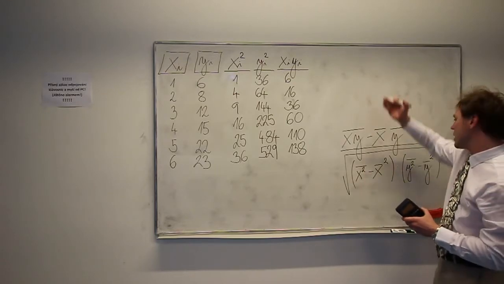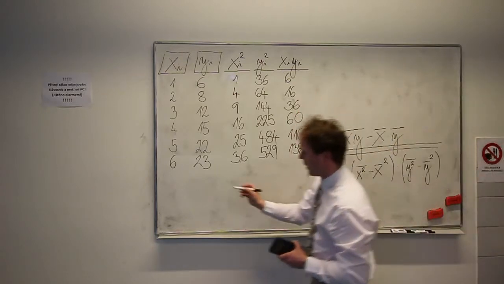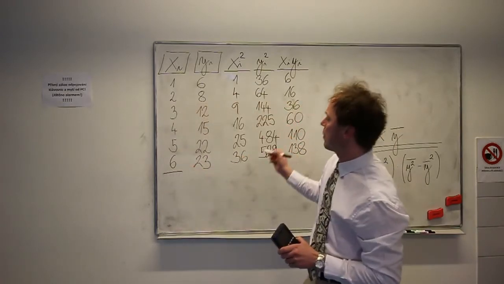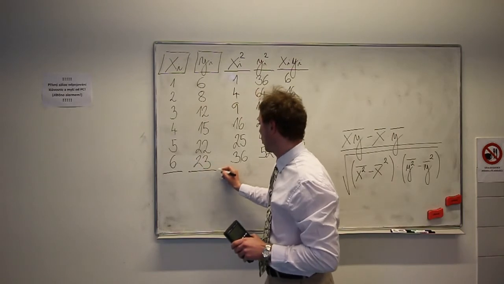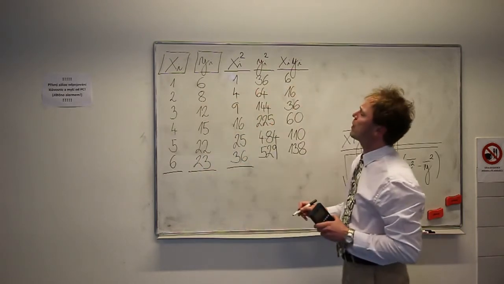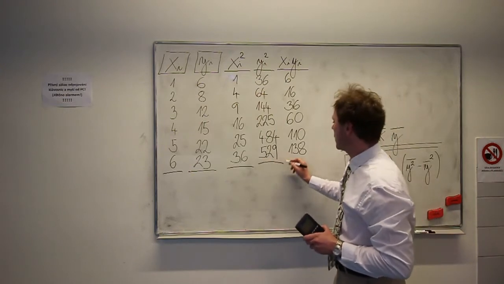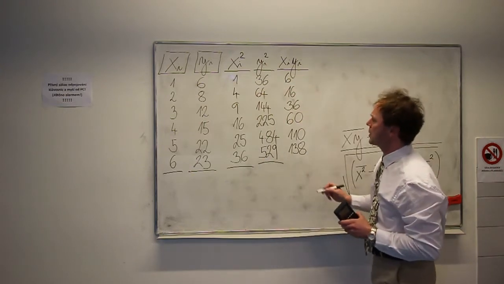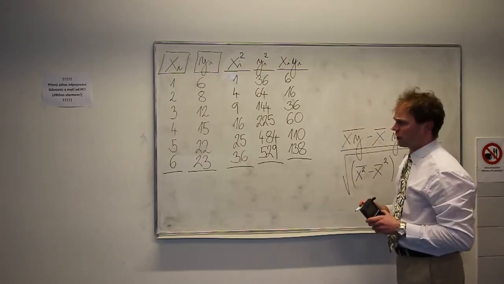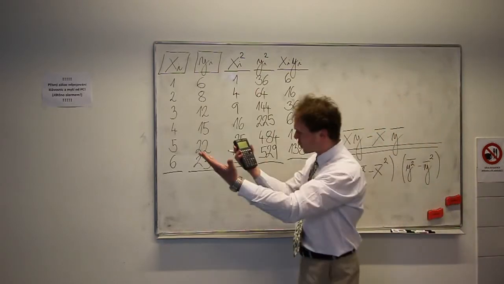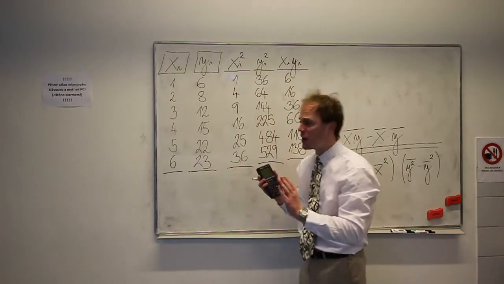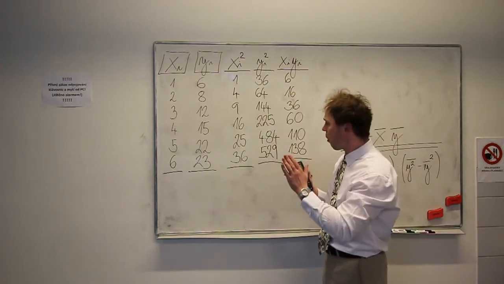And now the means. The mean calculated from variable x, the mean calculated from variable y, the mean calculated from variable x squared, the mean calculated from variable y squared, and the mean calculated from this multiplication. So I will use a calculator and I will solve everything here on the whiteboard.